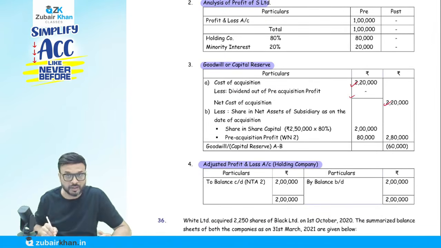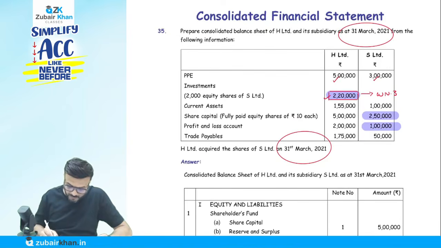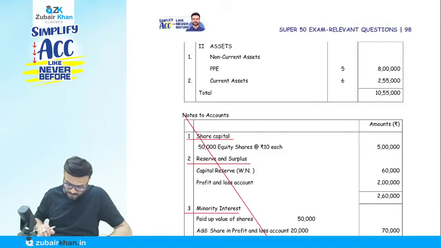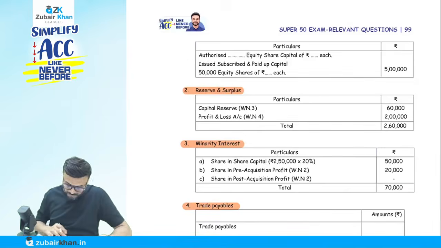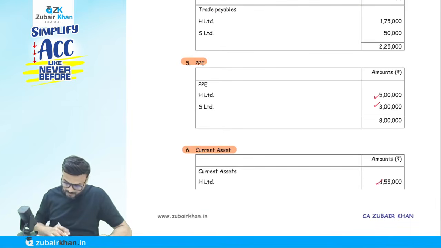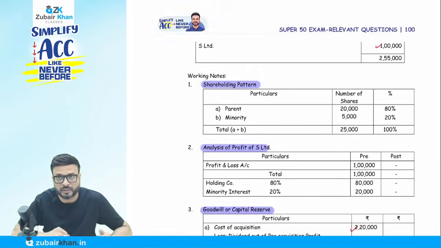So 2,20,000. Okay. Then we have current asset 1,55,000 and 1 lakh. So we made a notes to account on it. 1,55,000 and 1 lakh. So current is 1,55,000, and 1 lakh is coming. Okay, total we'll do it later.